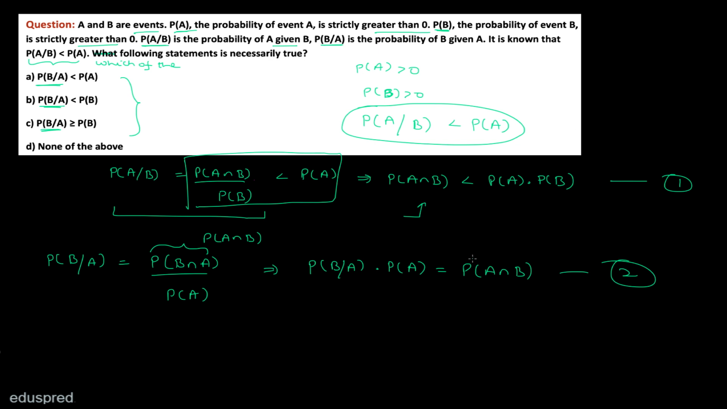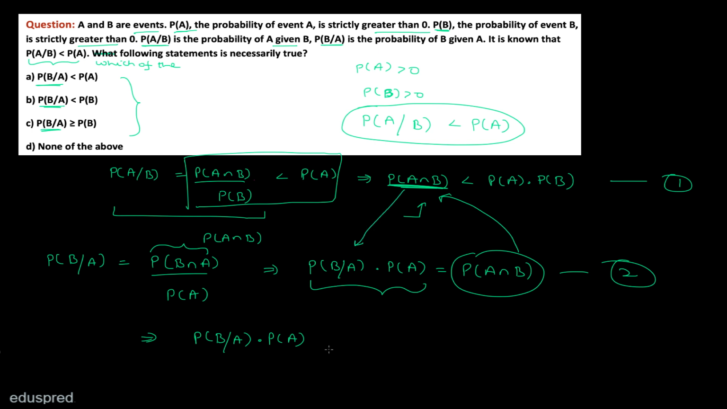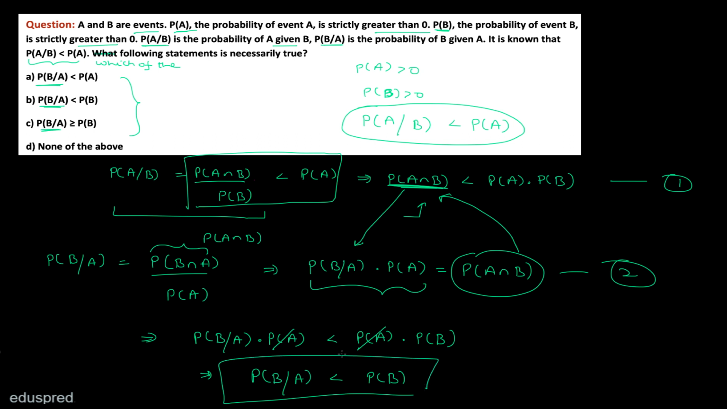Now from this equation number 2, we got an expression for probability of A intersection B, which is this. I'm going to substitute this over here. So let's do that. This implies probability of B given A multiplied by probability of A, so instead of probability of A intersection B, I'm putting this, is less than probability of A multiplied by probability of B. And now I can cancel this and this. So this implies that probability of B given A is less than probability of B. That means the right answer is part number B.